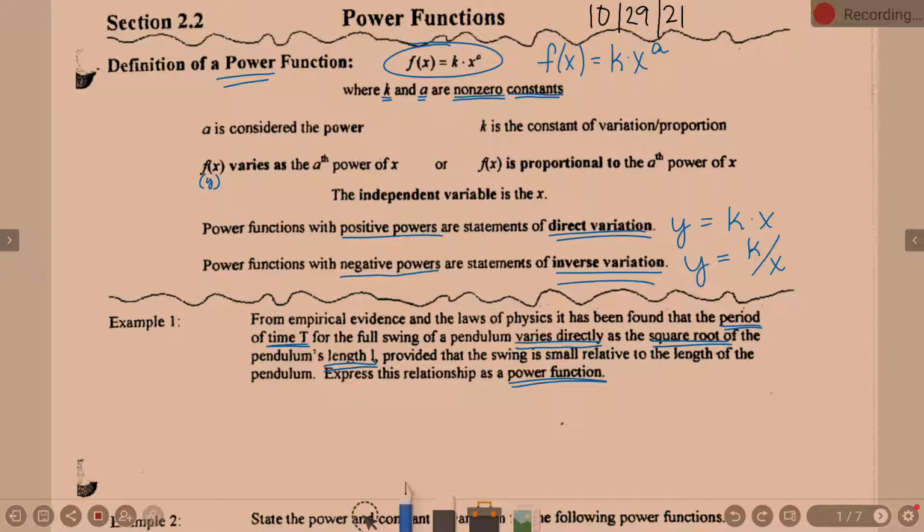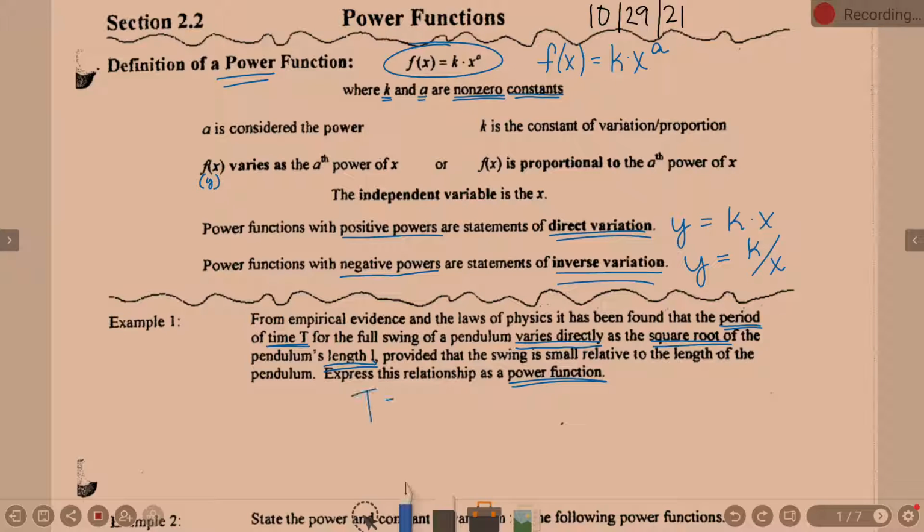T varies directly. Y equals T times the square root of L. Not exactly. I'm not going to use the y at all, because since it says time varies directly, normally it would say y varies directly, and we'd start with y equals. Since it says time varies directly, I'm going to start with t equals. Okay, and then varies directly, so it's going to be t equals k times something, the square root of the length L.